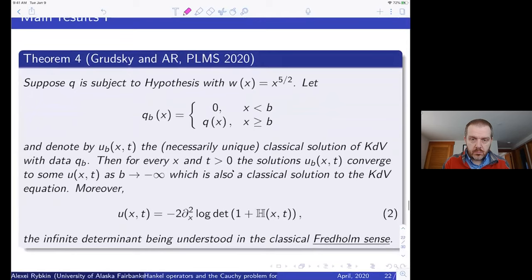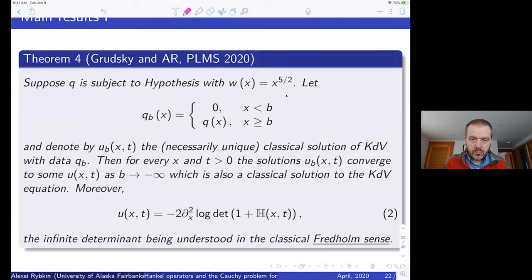And here's the first result I would like to discuss. It will appear in Proceedings of the London Mathematical Society in August. We treat this decay, so W, the weight function, is x to the 5 over 2. It could actually be improved depending on what you want, but not much, so perhaps for what I want.